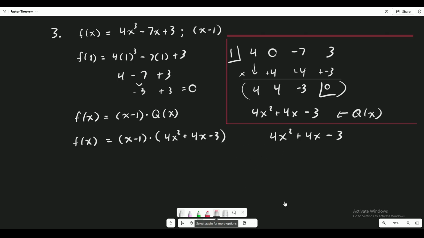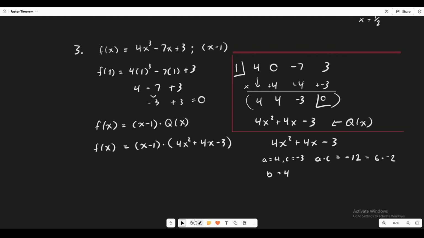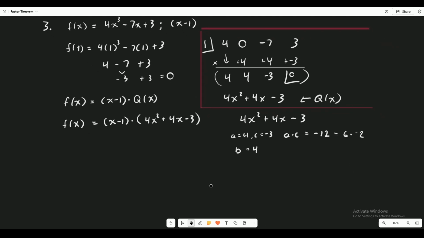Let me do it clearly. A is equal to 4. C is equal to negative 3, which means that A times C is equal to negative 12. Just like that. And my B value is equal to 4. It's a positive 4. And the only way to get negative 12 is if one is positive and one is negative. But because they have to add up to 4, that means that I have 6 times negative 2. Add those up, you get 4. Okay? It just becomes easier as you do this type of problem. You should be able to spot what the factors add up to.